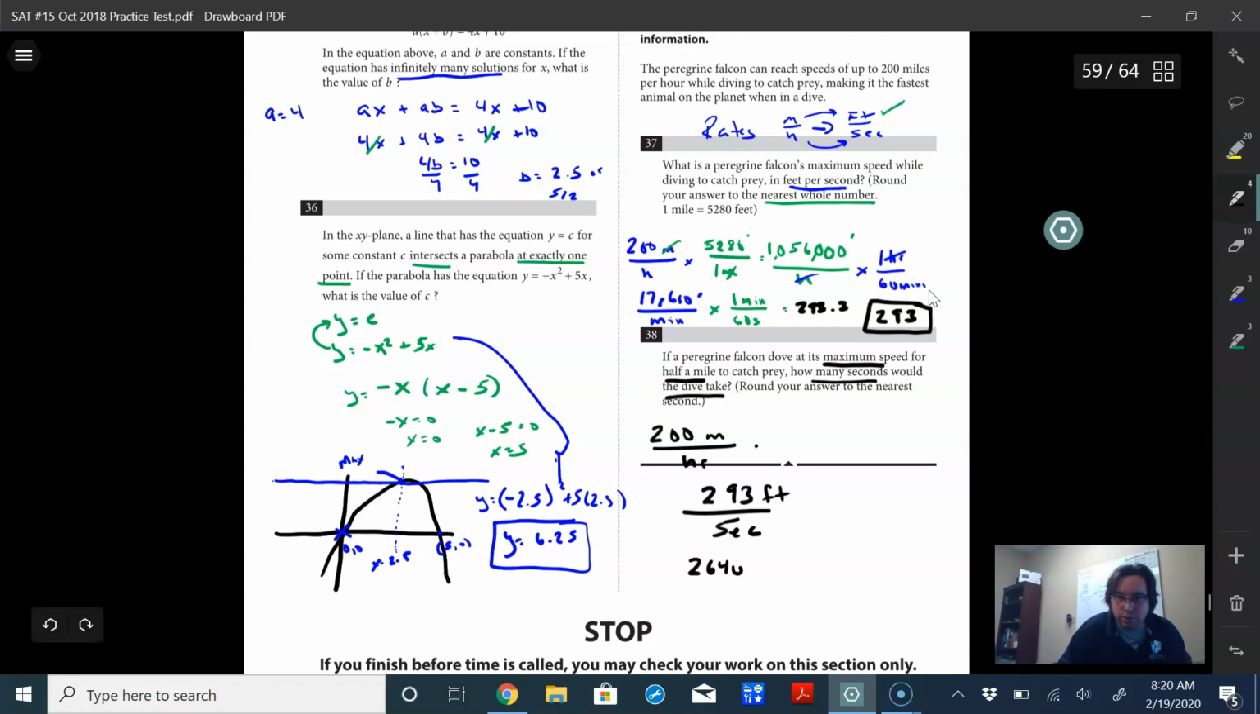So 2640 feet multiplied by 1 second over 293 feet, and now we're eliminating the feet. So 2640 divided by 293 gives me 9.01 seconds, because that's what's left here, seconds. It says to round your answer to the nearest second, so the answer choice would be 9.